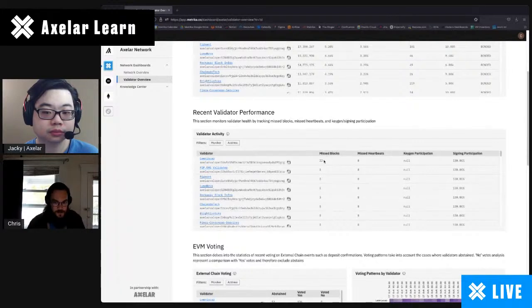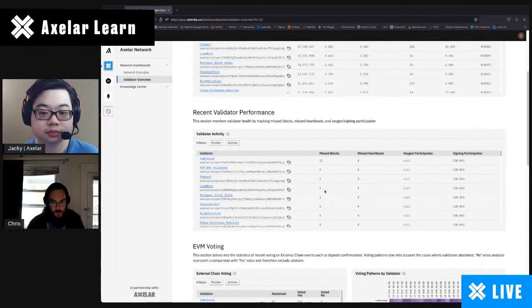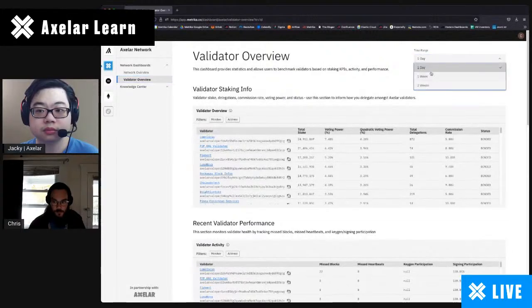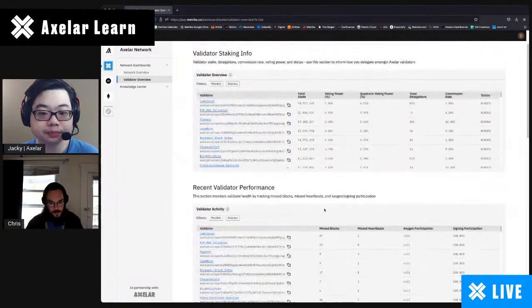If you see a validator with missed blocks, that means that they have failed to sign a block over the selected time frame. I want to caution that just because you see a validator that has missed blocks doesn't mean that they're necessarily performing poorly. And I would highly recommend to use these time range filters to look at longer periods of time to get a sense of how that validator performs more holistically.